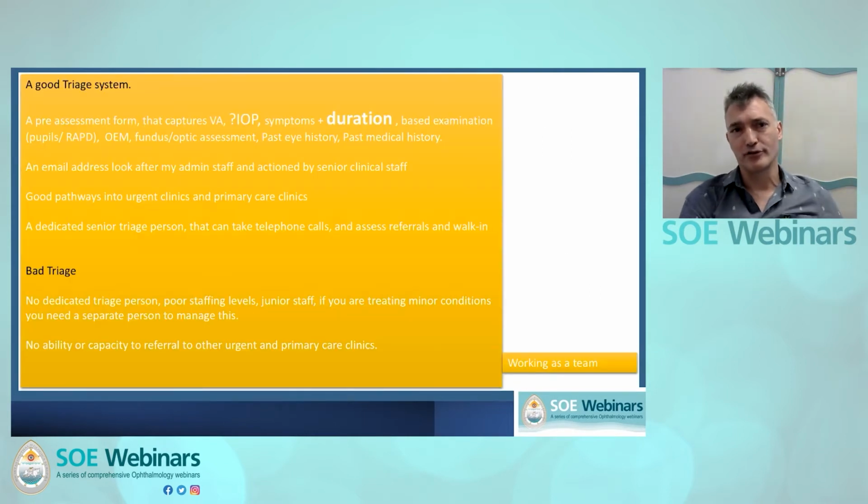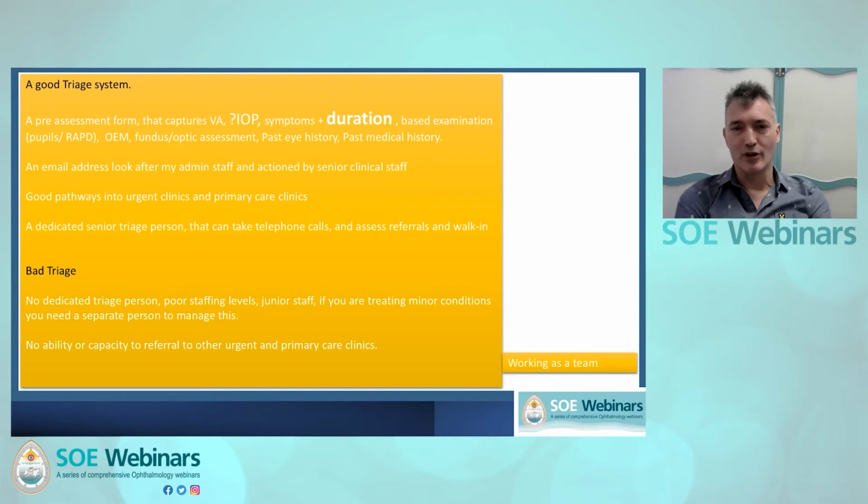What's a good triage system? Now, a good triage system is something where the assessment's been done before the patient arrives. So ideally, somebody that's referring you should use a pre-assessment form. This should capture the visual acuity, and it would be good if they had the eye pressure, because eye pressures can make quite a difference. If you've got a red eye and you know the eye pressure's up, you'll want to see that patient fairly urgently. If you've got a red eye and no pressure, maybe this doesn't have to be seen. So pressure's important if possible.